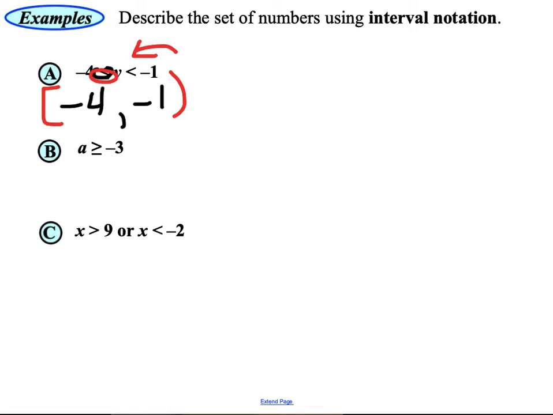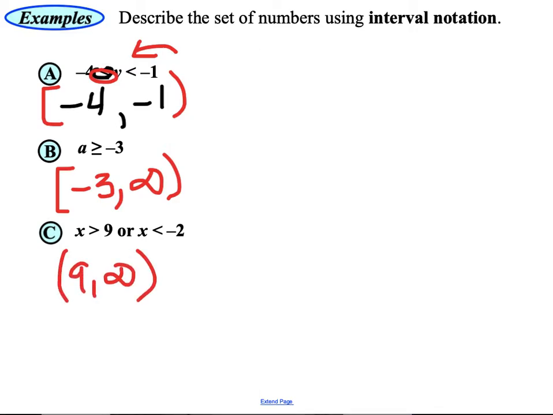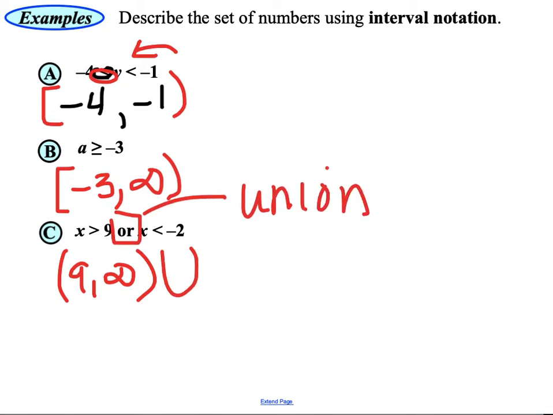This says a is greater than or equal to -3, so -3 is the minimum value, and then it's any value bigger than that, so it goes up to infinity. Infinity is never bounded. -3 is included, so that's a square bracket. This one says all the stuff that's greater than 9, so it goes from 9 to infinity. 9 is not included. The word or means union, so that's going to be a big U is how we represent that. The next part says x is less than -2, so -2 is the biggest value, and that is not included. And negative infinity is to the left of -2.